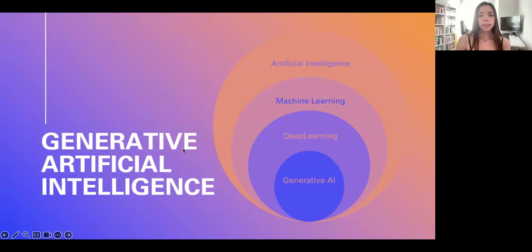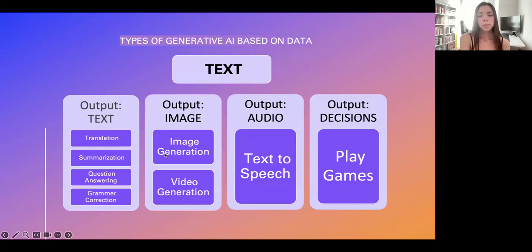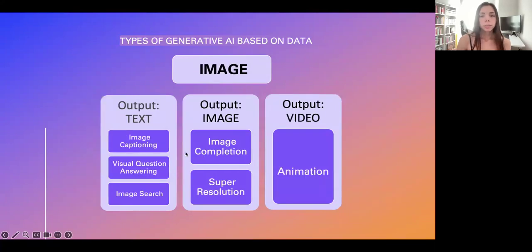Here is generative AI. It is a subset of deep learning. Generative models learn the joint probability distribution or the probability of X and Y and predicts the conditional probability, so it can generate new content. Here, let's look at the generative AI types based on the input data. A generative language model takes text as input and can output more text, image, audio, or even decisions. A generative image model takes an image as input and can output text, another image, or video.